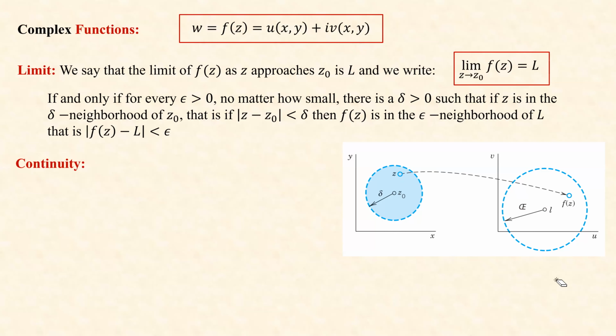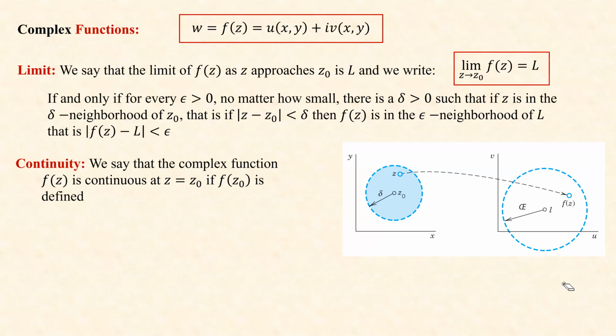So, and then what is continuity? The same way as we had, we say that the complex function f of z is continuous at z equal to z naught if f of z naught is defined, means f of z naught exists, and also the limit of f of z as z goes to z naught equals f of z naught. This is exactly the same as real analysis. All right. So we say the function is continuous if the limit is the same as the value of the function at that point. Does that make sense? Any questions?